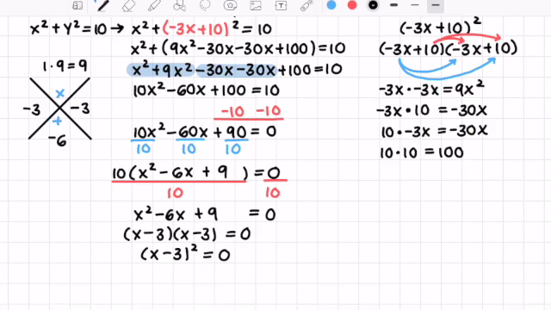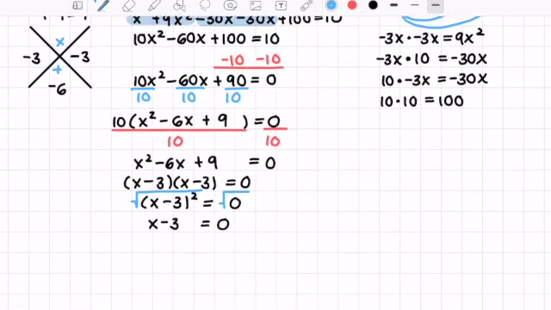Then from here, to get rid of the square, all I need to do is take the square root of both sides of the equation. When I square root both sides of the equation, I'm left with x minus 3 equaling 0. And then I'm just solving for x. So right here, all I'm going to do is add 3 to both sides. And I'm left with my final answer, x equaling positive 3.